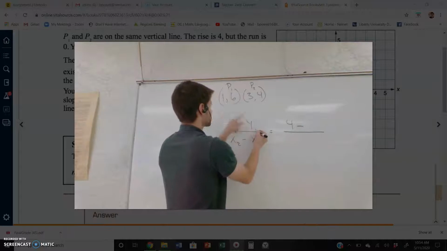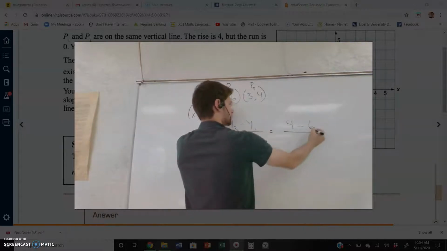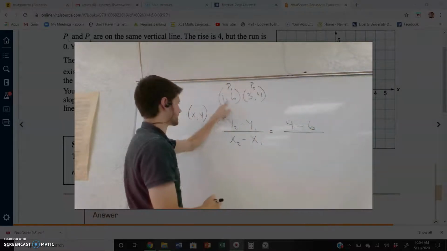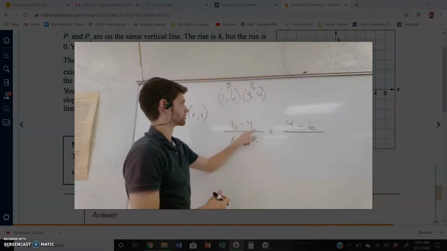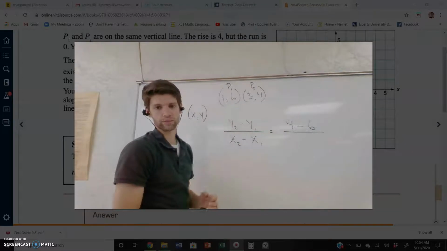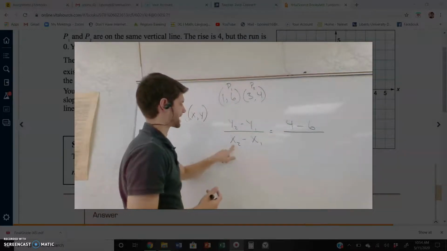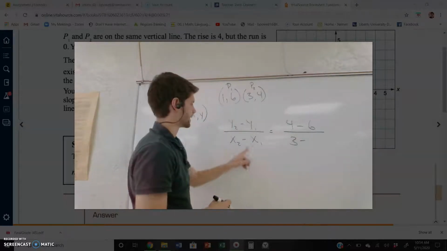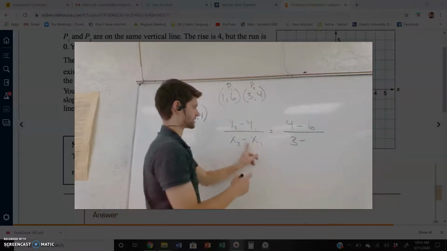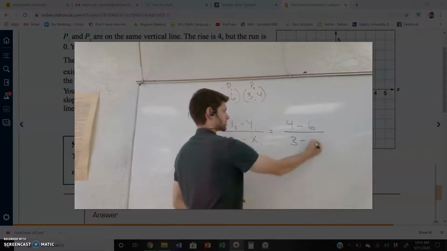minus my y from point 1. My y from point 1 is 6. Remember, the second number is our y. So the y from point 2 minus the y from point 1, so we get 4 minus 6. Next one, x from point 2. The x from point 2 is 3, and then minus the x from point 1, which is 1.